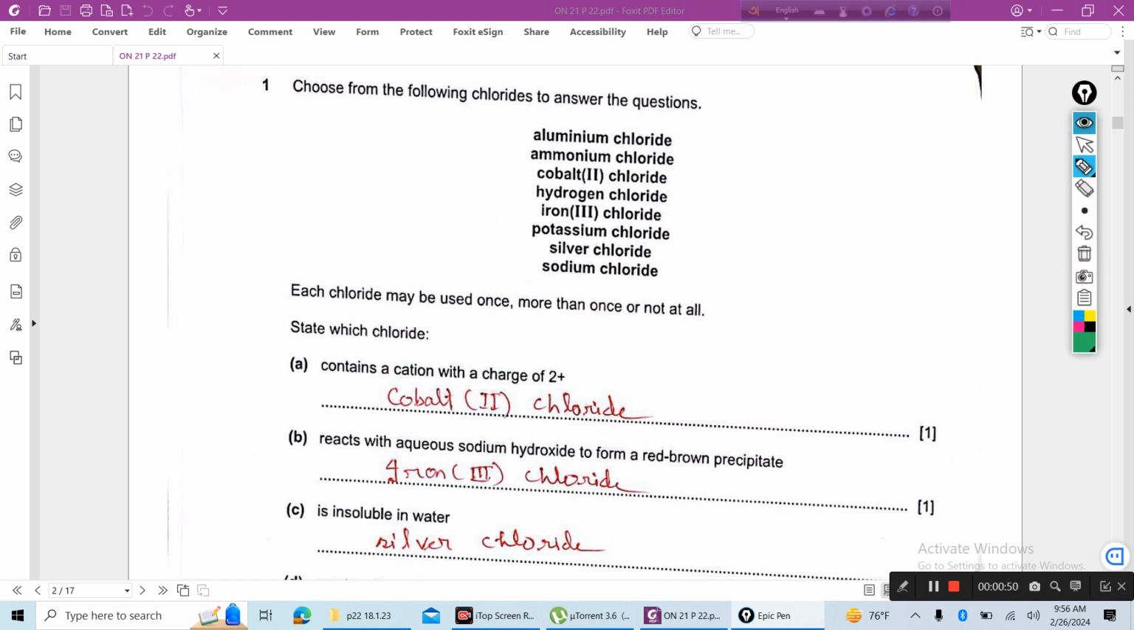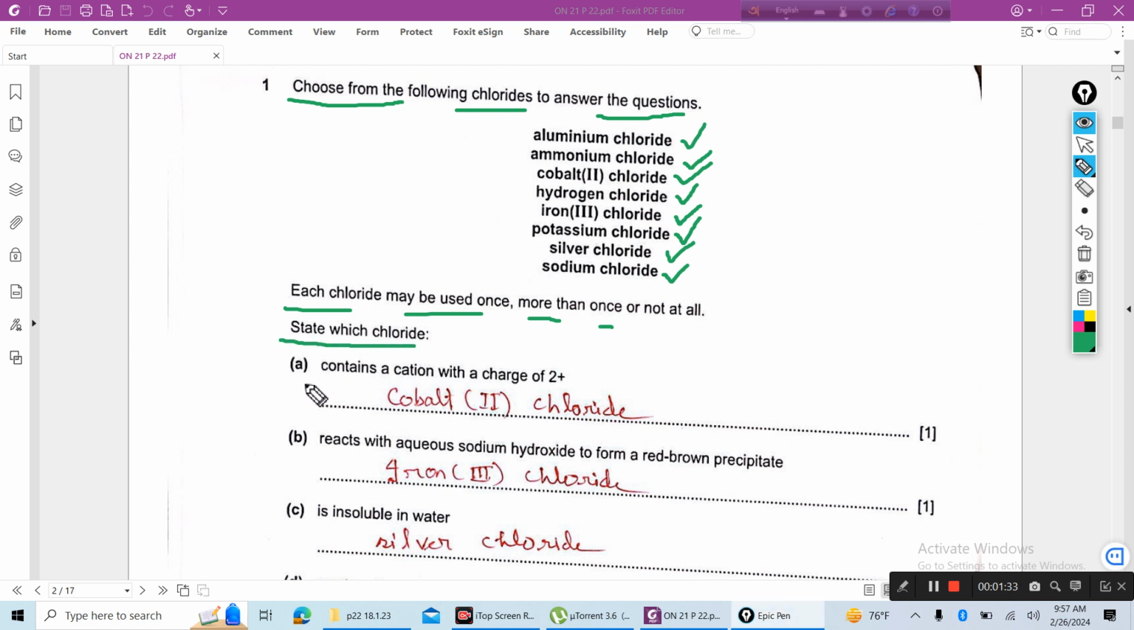Number 1. Choose from the following chlorides to answer this question. Here some chloride compounds are given: aluminum chloride, ammonium chloride, cobalt 2 chloride, hydrogen chloride, iron 2 chloride, potassium chloride, silver chloride, sodium chloride. Each chloride may be used once, more than once, or not at all.